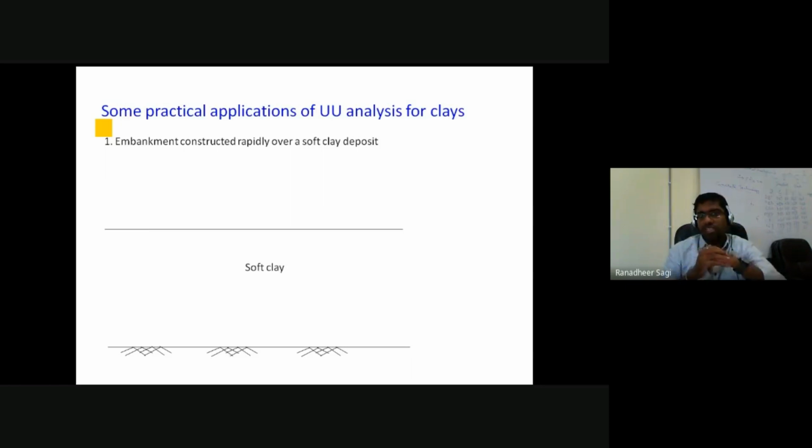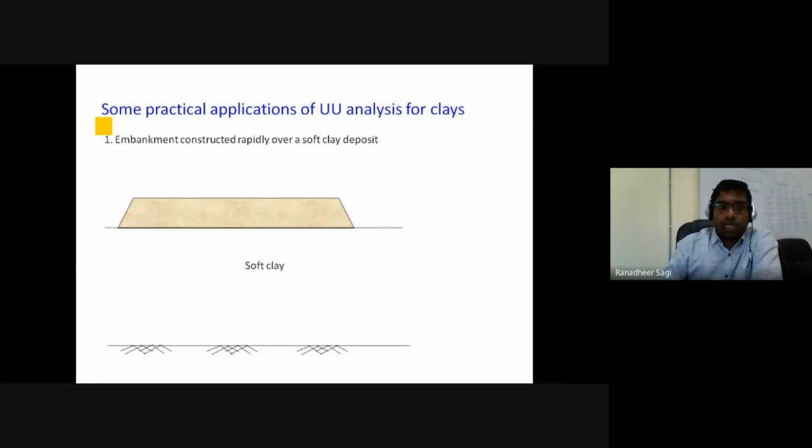So the shear strength parameters we get from the UU test are indicated as CU and phi U. Phi U refers to the undrained angle of shearing resistance, and CU refers to the undrained cohesion. So in the case of soft clay on which you are taking up a rapid construction, either in the form of an embankment or in the form of any other construction coming into the picture.